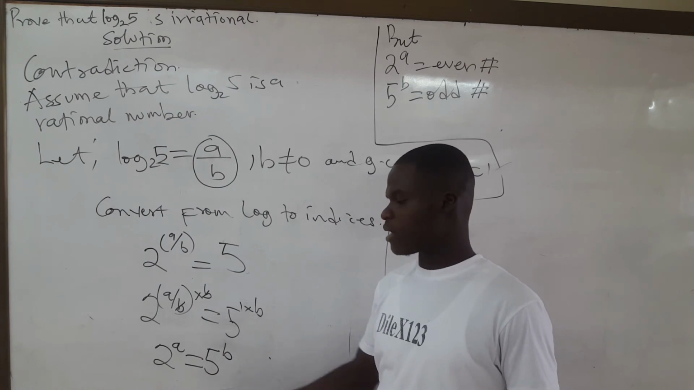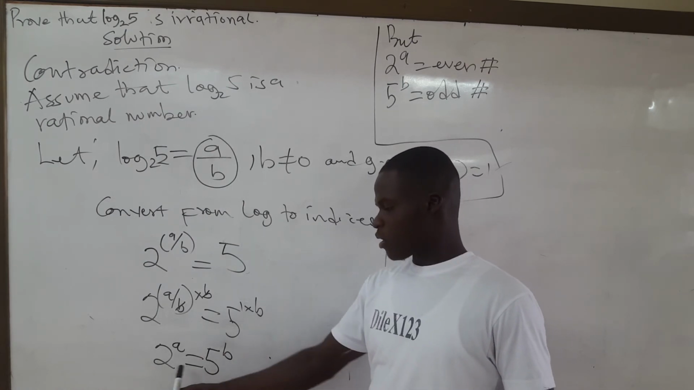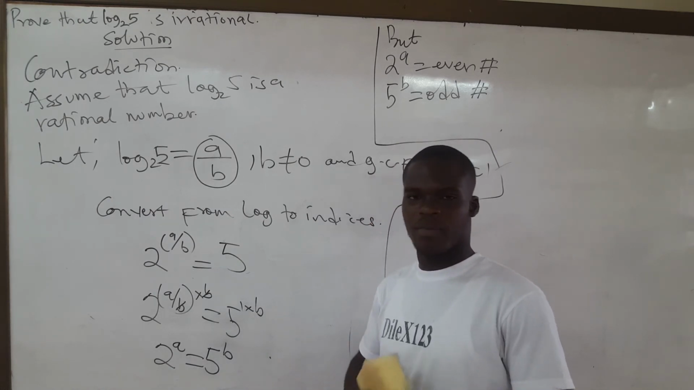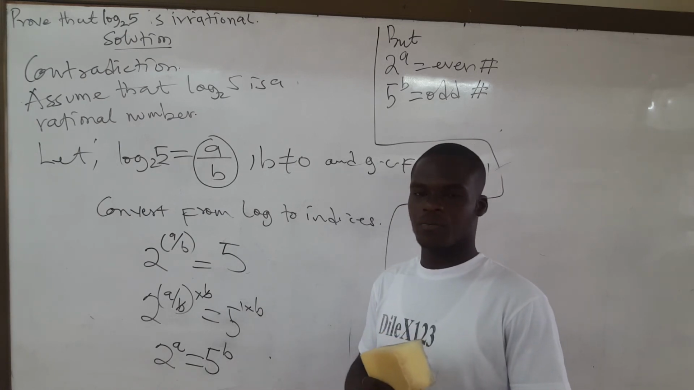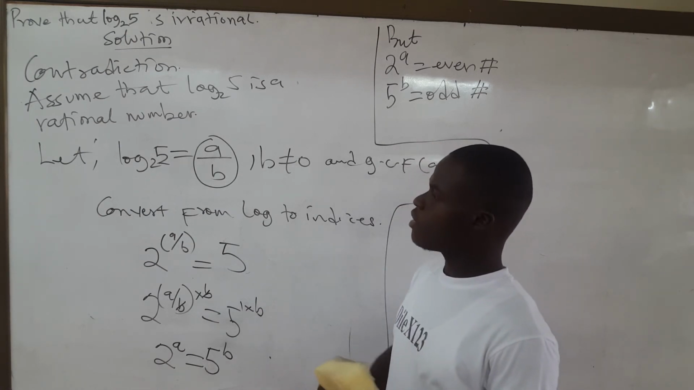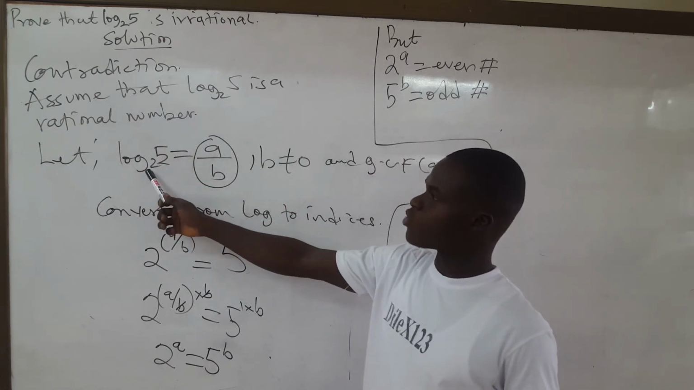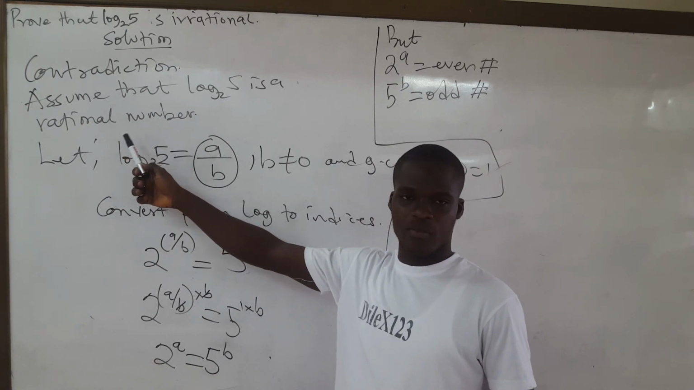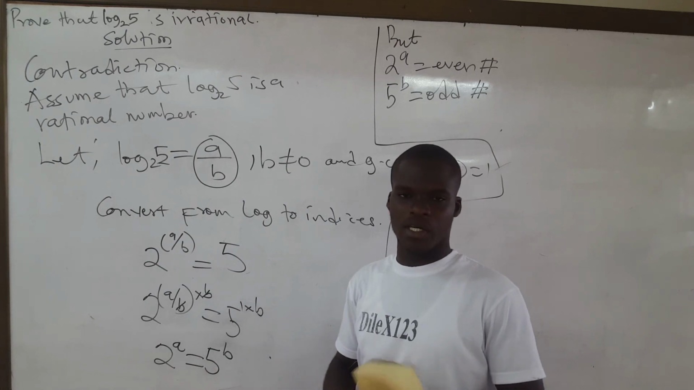So there's a contradiction here, right? This equation is telling us that 2 exponent a is equal to 5 exponent b, but that's not true. So that's a contradiction. It means that the assumption we had at the beginning, that log 5 base 2 was a rational number, wasn't true. And if it's not a rational number, then it must be an irrational number.